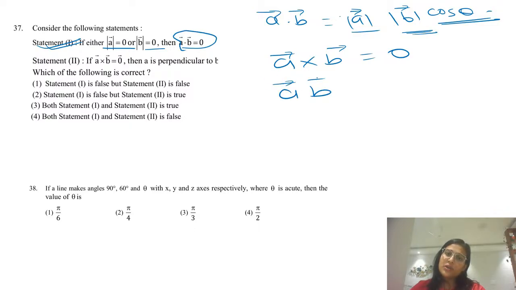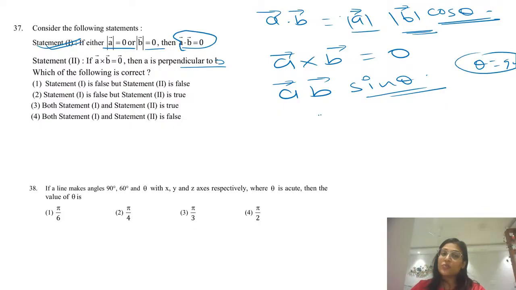A cross B is what? A, B, sine theta. Correct? So A is perpendicular to B. If A is perpendicular to B, it means theta is 90 degrees. And in that case, sine 90 is what? 1. So we will get A, B. We will not get 0 here. So this is not a correct statement.